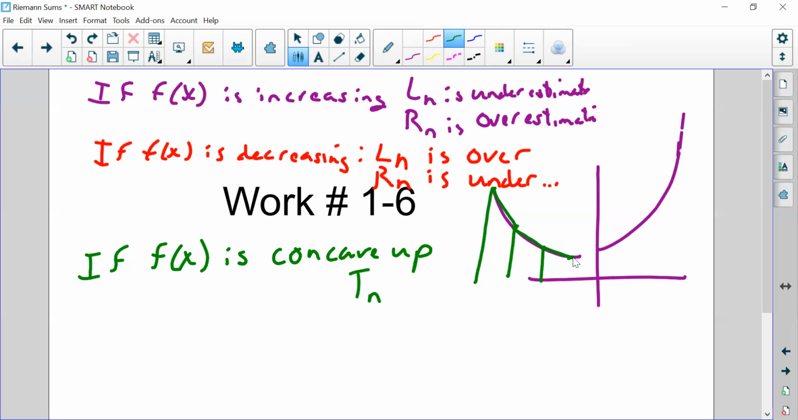It's slightly over. Even if I do it over here, maybe if I make these intervals a little bit bigger, you can see it a little better. And those are my intervals for the trapezoid method. So if it's concave up, the trapezoid method is an overestimate.